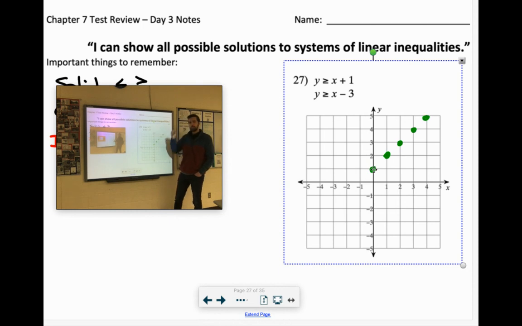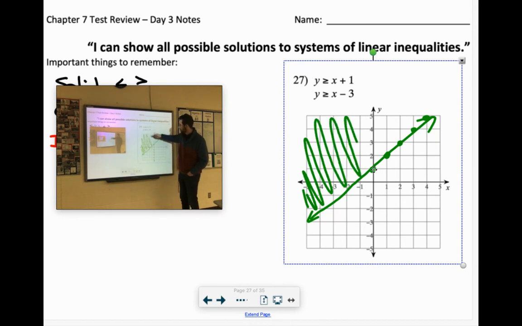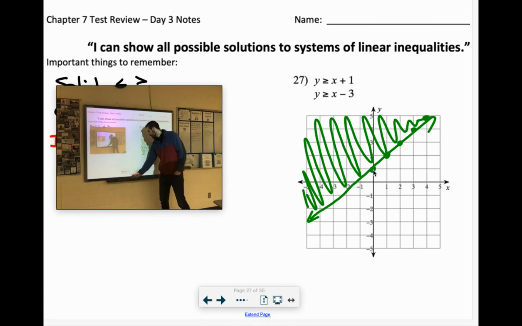Now here's where the stuff that we talked about earlier comes into play. It's greater than or equal to, so that is a solid line. And if something was greater than, it would be above, right? So that would be all these points up here. Okay, so that's for the first inequality, but we got to put the second one on there as well.